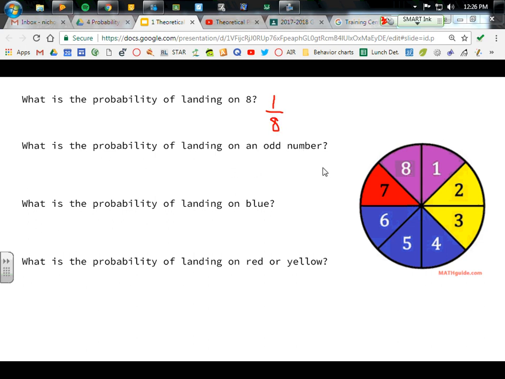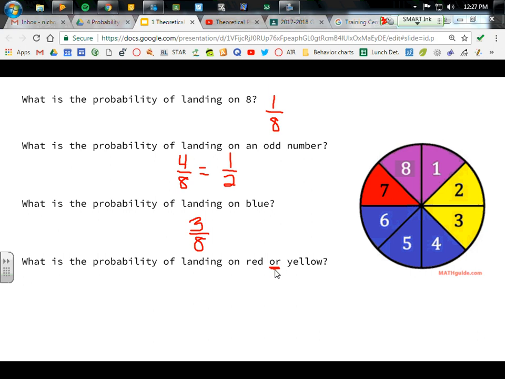What's the probability of landing on an odd number? All right, so our odd numbers are 1, 3, 5, and 7. And we have 3 odd numbers. I'm sorry, 4 odd numbers, 1, 3, 5, and 7. So that would be a 4 out of 8. And that, of course, simplifies to 1/2. So the probability of landing on an odd number is a half, 50%, 1 out of 2. What's the probability of landing on a blue slice? We have 3 blue slices out of 8 total slices. So 3/8.